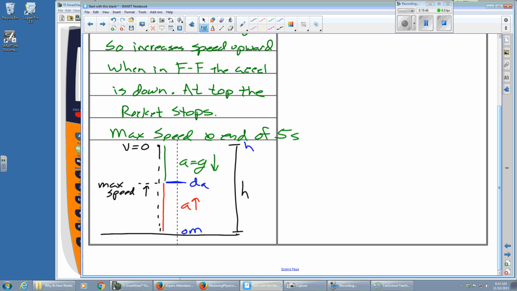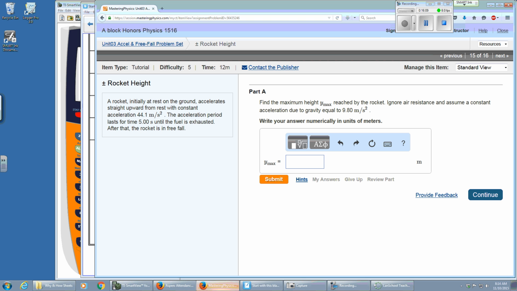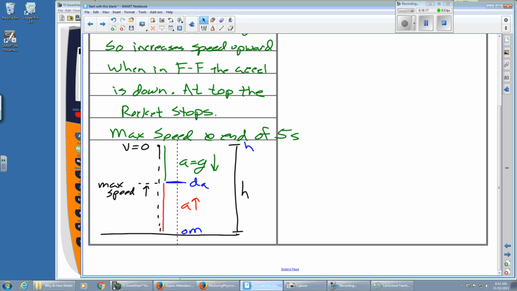So from 0 to d sub a, it's going to be accelerating upwards. And then for the second portion, it's going to be accelerating downwards. And we know that at the top, its velocity is 0, right? So, let's see. And they just want to know the height, right? Maximum height. Okay. And they tell us the time here, call that delta t sub a, is 5 seconds, right?